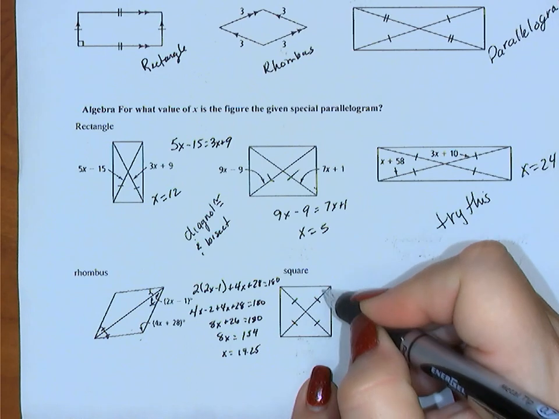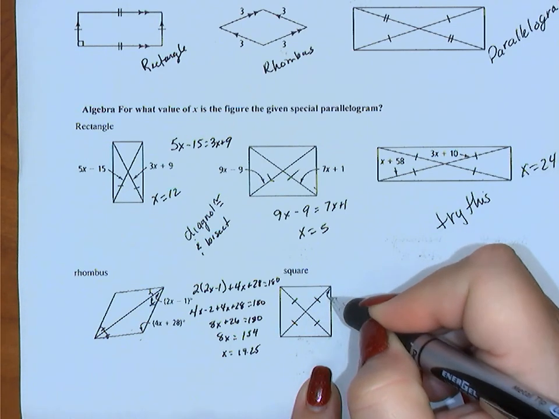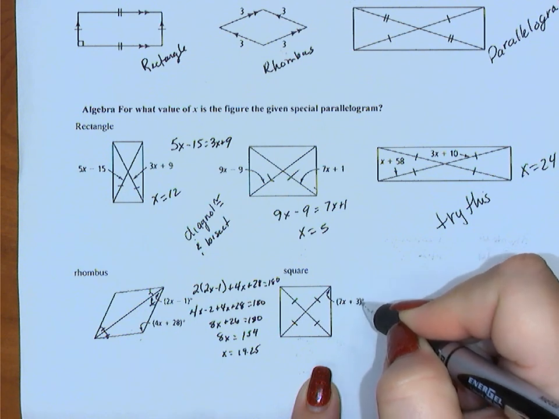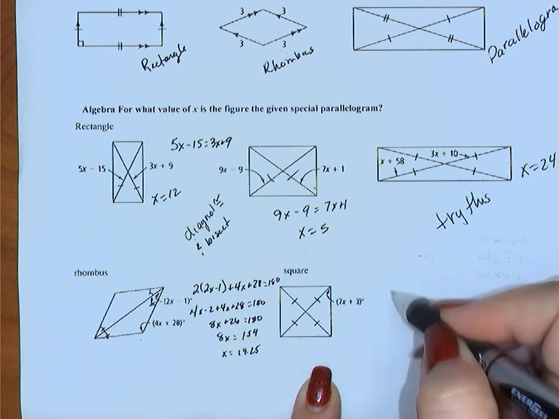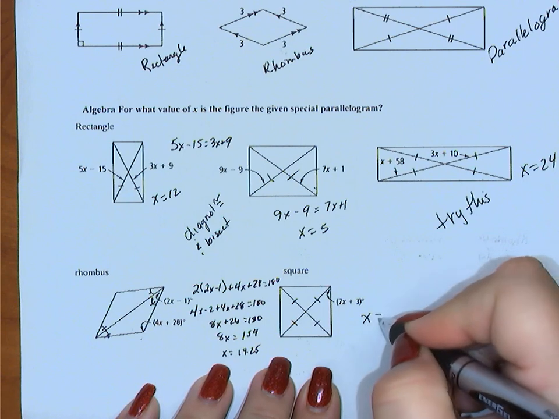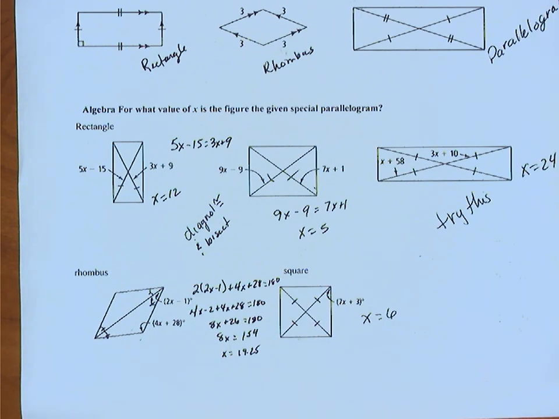You should have realized that this is a 90-degree angle, and it's half of a 90-degree angle, so 7x plus 3 equals 90 divided by 2 should have been what your equation was. You should have found out that x equals 6. If that is not the case, please let me know so we can answer your questions.